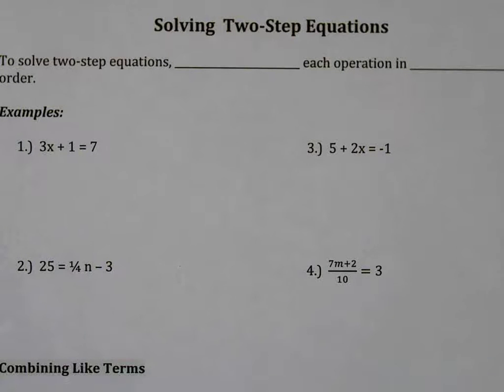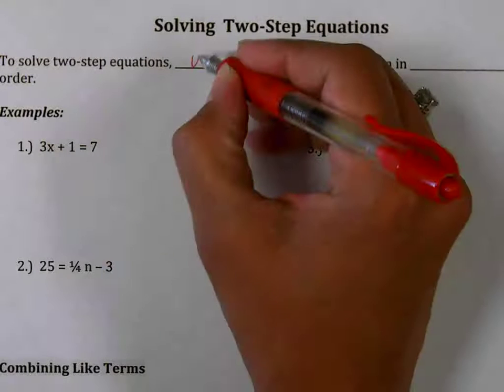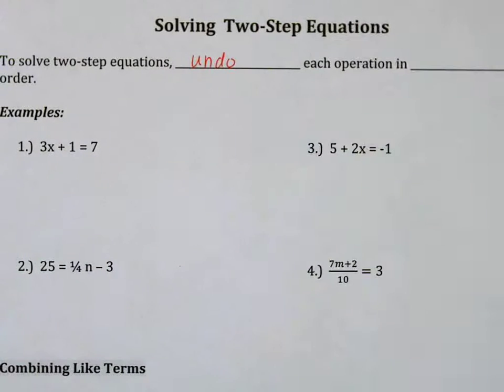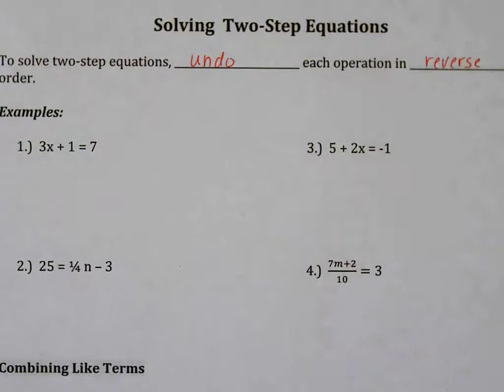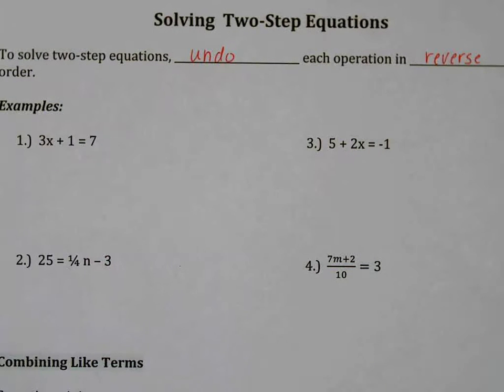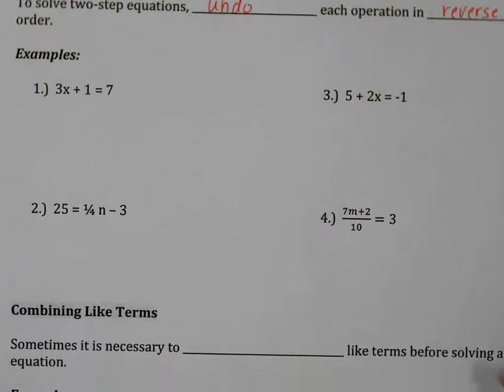Today we are going to solve two-step equations. To solve two-step equations, we want to undo each operation in reverse order. So we're actually going to go in reverse of the order of operations. Let's look at the first one.